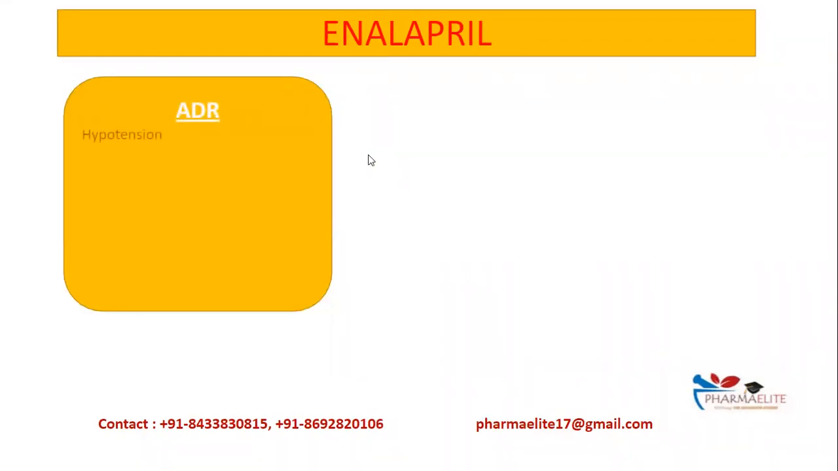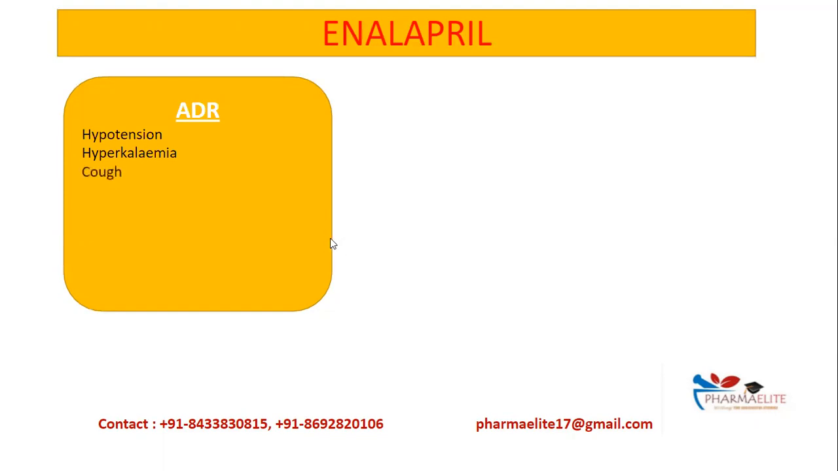So in ADR, first one is hypotension. Initially a sharp fall in BP occurs, and hypotension is mainly seen in all the patients because it is an antihypertensive drug. So excess use of enalapril can cause hypotension, and this is also mainly seen with those patients who are taking diuretics, or if we have a CHF patient. Next is hyperkalemia. Hyperkalemia is more likely to occur in those patients who have impaired renal function, or those patients who are taking potassium sparing diuretics or NSAIDs or beta blockers.